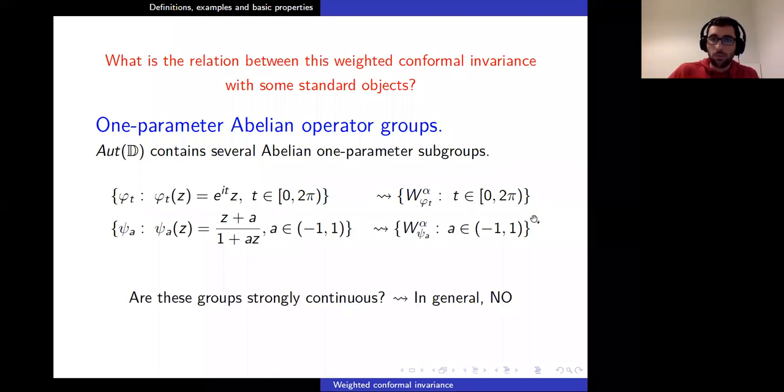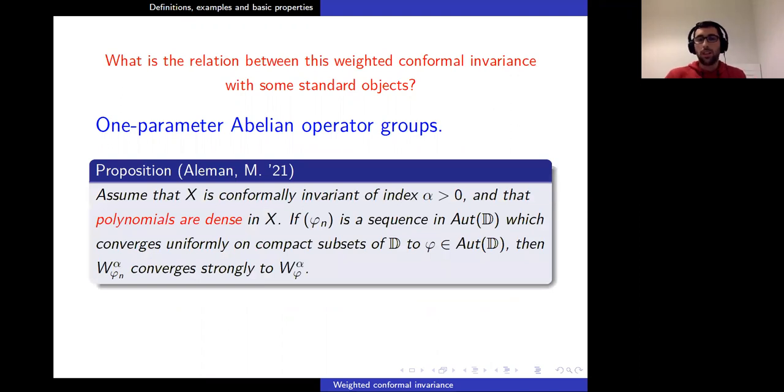The answer is no, in general. We have to add some extra hypotheses. This hypothesis is the density of the polynomials. With this, we can prove the following. If we consider a conformal invariant space of index alpha such that the polynomials are dense in our space, then the uniform convergence on compact subsets of the unit disk of this sequence of automorphisms phi_n implies the strong convergence of these weighted composition operators W_{alpha,phi_n}.